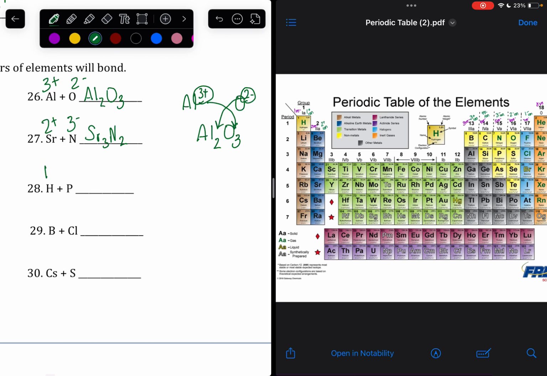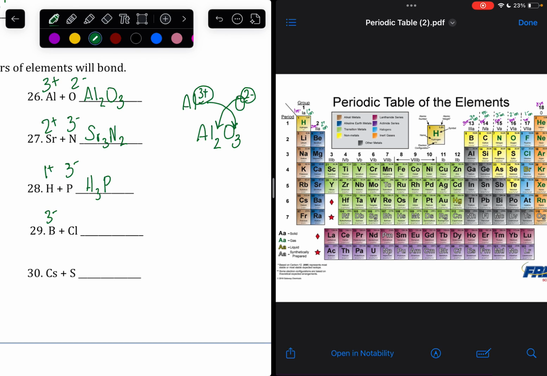Hydrogen has a +1 charge. Phosphorus has a 3- charge. Oops. That means that I need 3 hydrogens to balance out my 1 phosphorus. I have H3P.